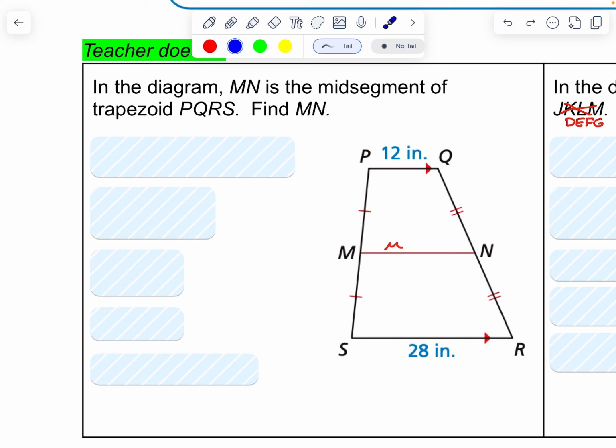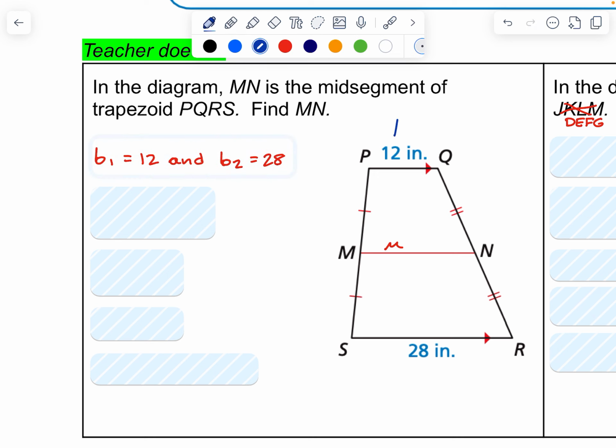In the diagram, MN is the mid-segment of trapezoid PQRS. MN. It's right in the middle. I'm just going to call that M, my mid-segment. Well, base 1 is what I'm going to call PQ. My base 1 is 12. That means my base 2 down here is going to be 28.